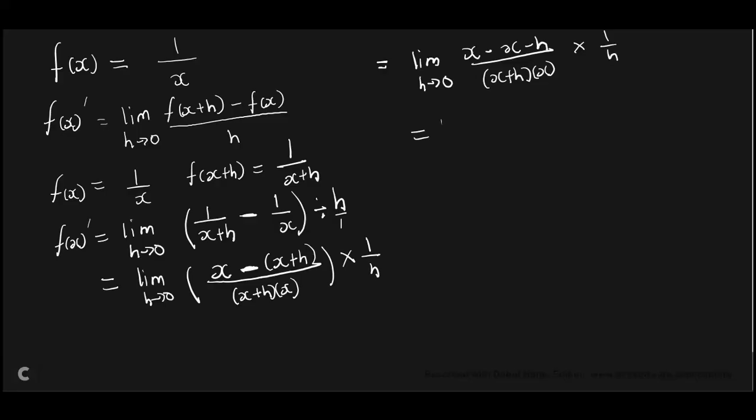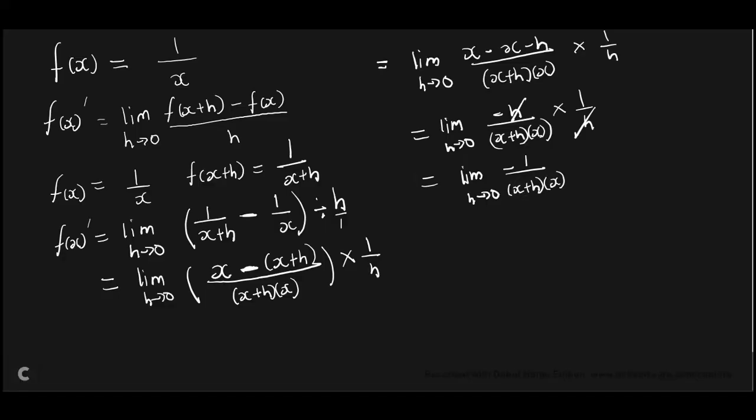The next thing is the limit as h approaches 0, then there on top you have negative h over x plus h, down here x, times 1 over h. Now this h and this h, they will divide, you remain with 1 on top, so you have the limit as h approaches 0, then that is negative 1 over x plus h and x.